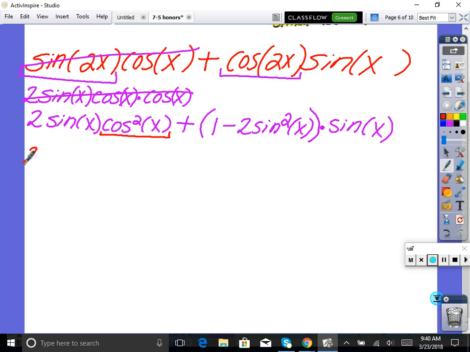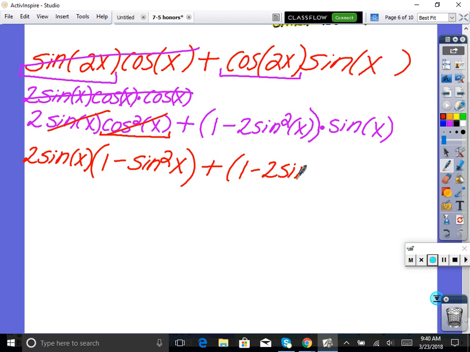So, we have 2 sine of x. You're having to keep your algebra really nice and pretty so you don't get lost in it. And then right here is 1 minus sine squared x. And then right here we still have plus all that stuff.